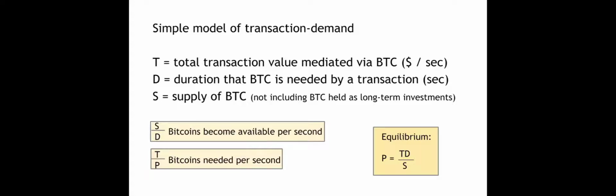Well, one thing we can conclude is that if you think of D, the duration, as not changing, because probably the duration that you need to hold a Bitcoin to do a transaction is not going to change, and if S, the supply, is not changing, then the price is going to be proportional to the demand for transaction mediation as measured in dollars. And so if the demand for transaction mediation in dollars doubles, then the price of Bitcoins should double. And we could in fact graph the price against some estimate of the demand for transaction mediation and see whether they match up. And when economists do this, they do tend to match up pretty well.